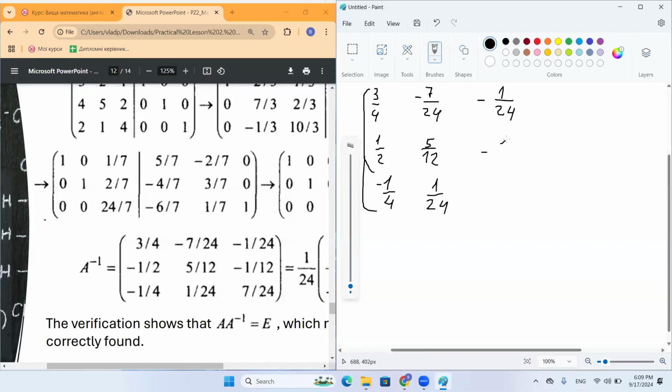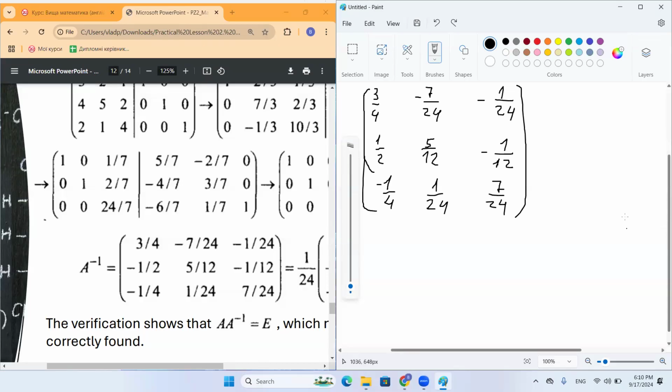Maybe you know other ways of calculating inverse matrices. Adrian, yeah? I know the easier way, but it's longer. We just transpose the matrix, and then for each element we find the capital A. I don't remember the name.